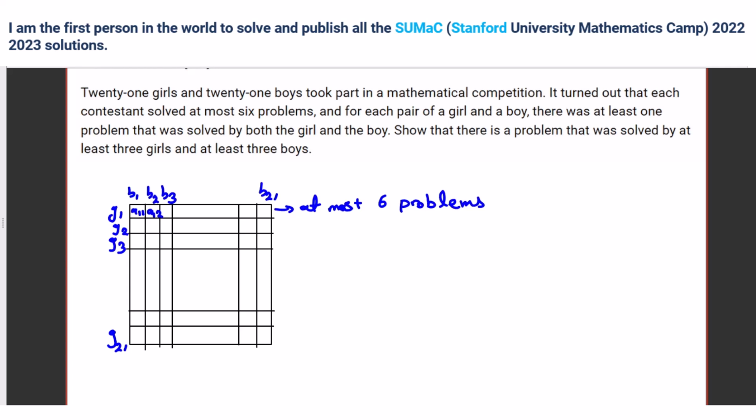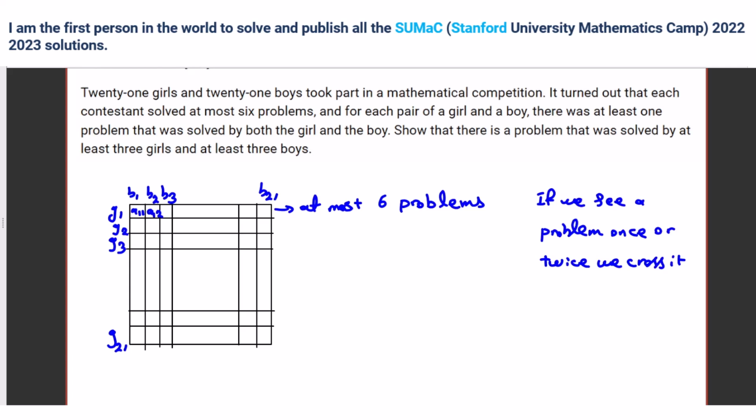Let's consider this. It says there is a problem that was solved by at least 3 girls and 3 boys, right? So if we see a problem that, for example, we see twice in this row, it's not good. We cross it, okay? If it is 3, it means that 3 boys solved this, right? So if there is a problem that we see only once or twice, we cross it.